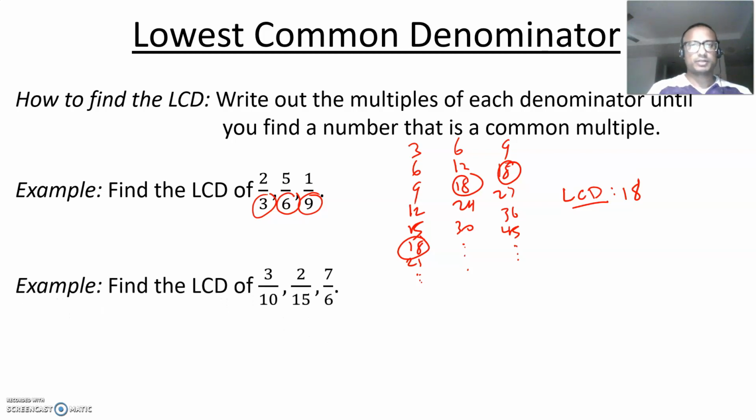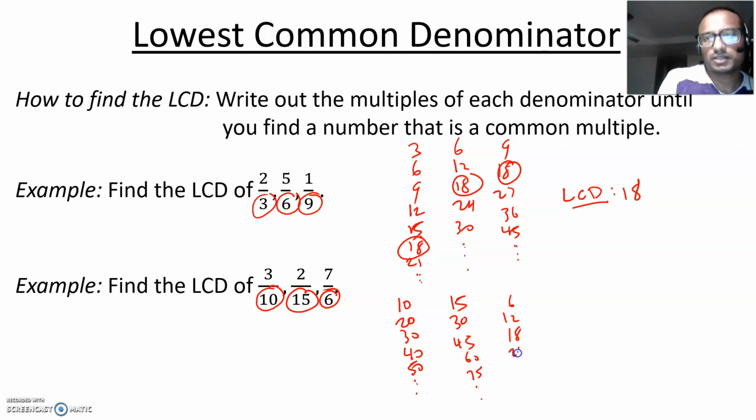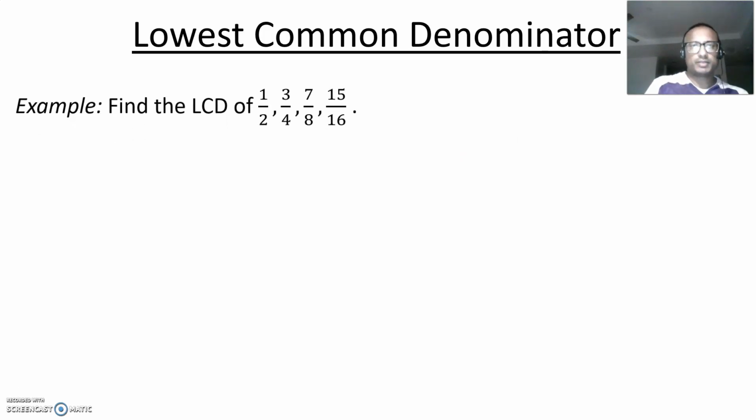Let's look at one more example. We want to find the least common denominator of 10, 15, and 6. So we list out all the multiples of 10, 15, and 6. We have 10, 20, 30, 40, 50, et cetera. We got 15, 30, 45, 60, 75. We have 6, 12, 18, 24, 30, 36. Now, the least common denominator is the smallest number that is a multiple of 10, 15, and 6, and that is going to be 30. So the least common denominator will be 30.